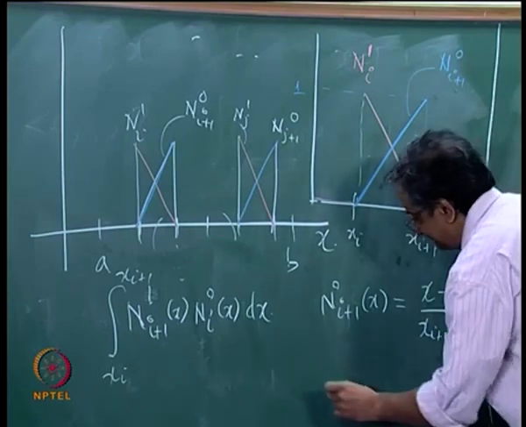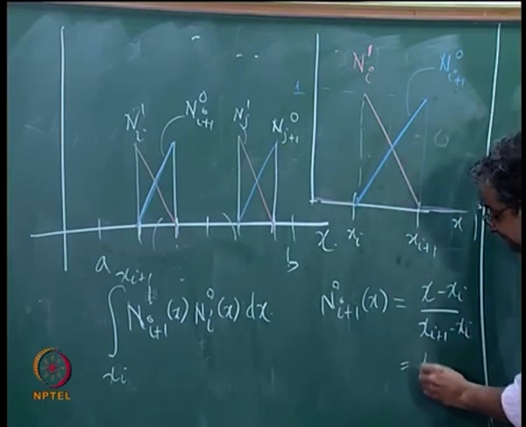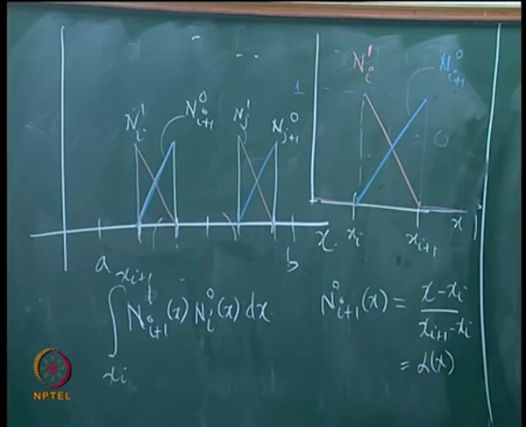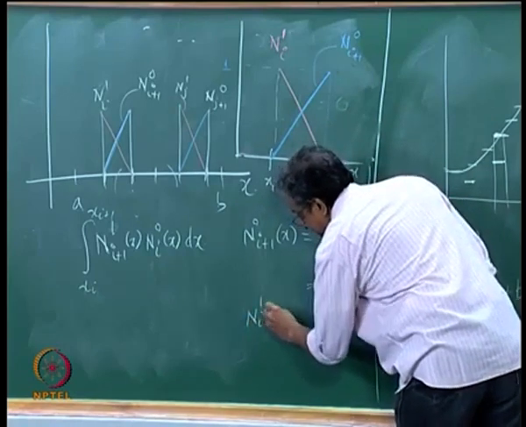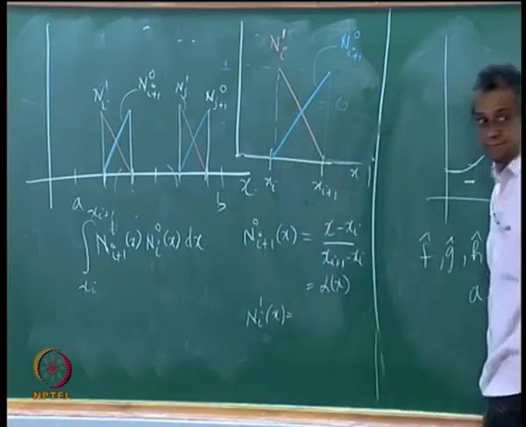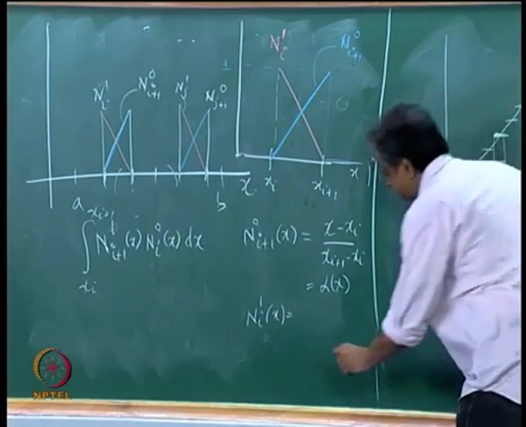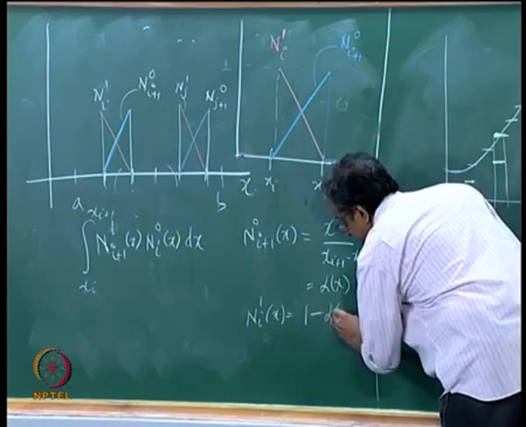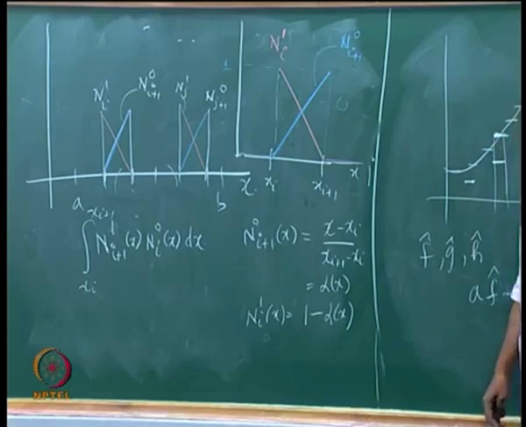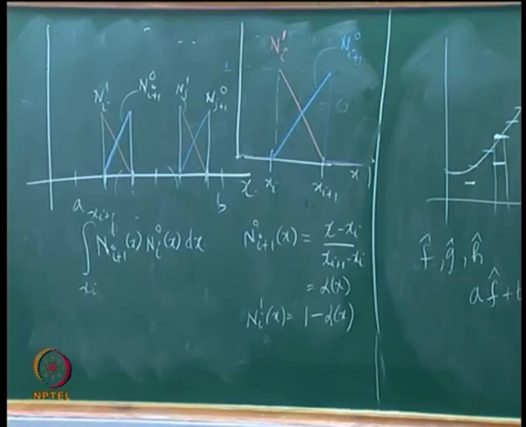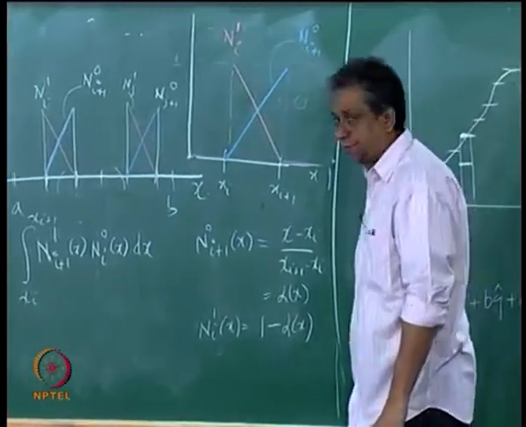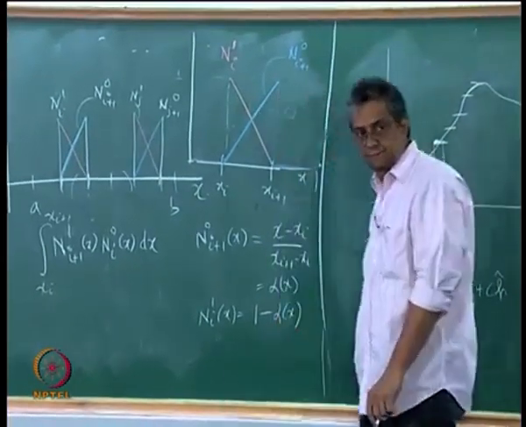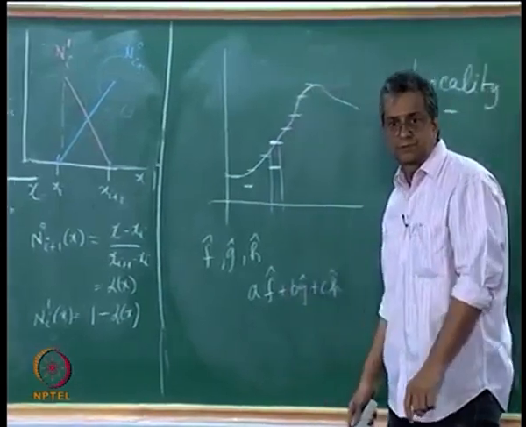And what is ni? So if this is some alpha of x, I name it alpha of x simply because, so what is ni? 1 minus alpha of x. Are there any questions? Any questions?